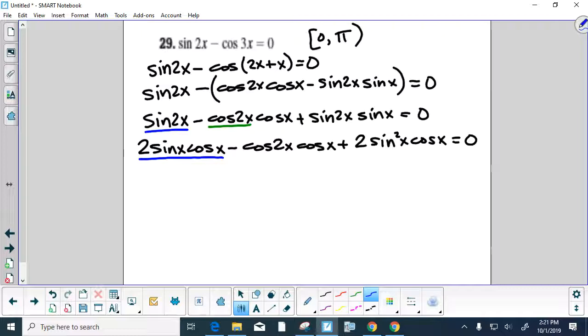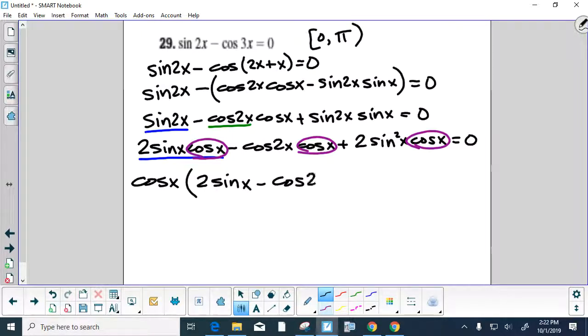All right, but do we see any terms that are common in all of these? I mean, I see this, and I see this. So I'm going to factor out cosine x, and then I'm left with 2 sine x minus cosine 2x plus 2 sine squared x equals 0.